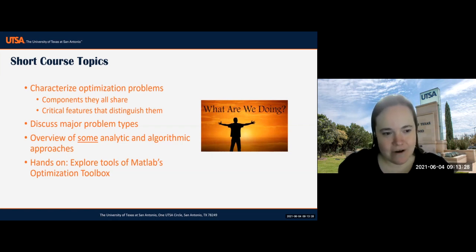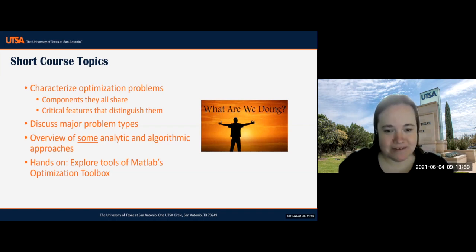While we're talking about algorithmic approaches, we're also going to do a little bit of hands-on at the end. I'm going to show you some of the tools of Matlab's optimization toolbox, which is a very powerful tool for optimization, almost too powerful. In my day, you had to do a lot more of this on your own, but now Matlab has a wonderful GUI that can lead you to a bunch of the algorithms that you need. So that's the goal of today's short course.